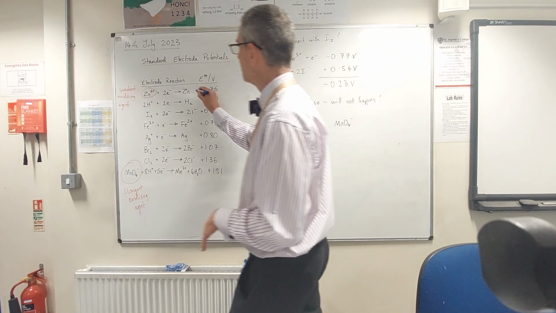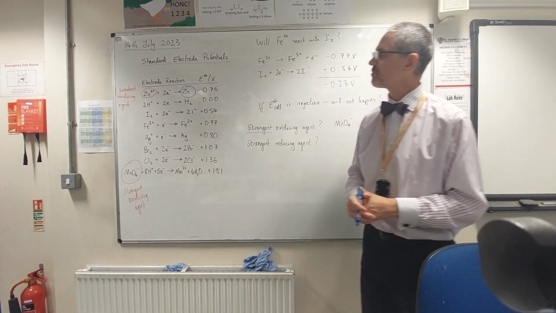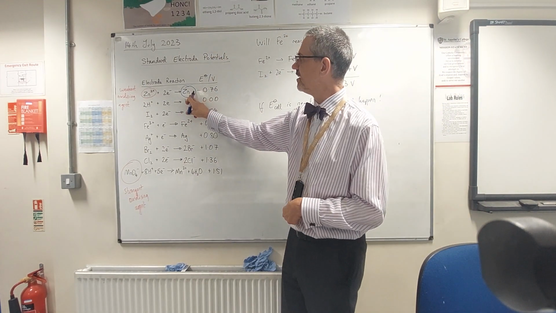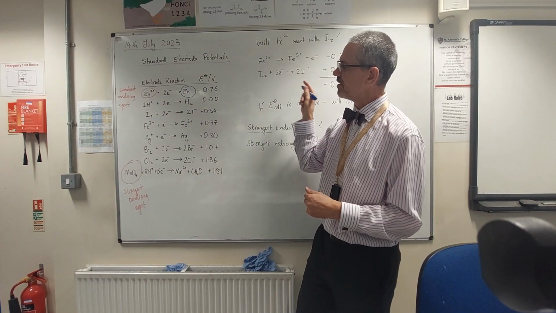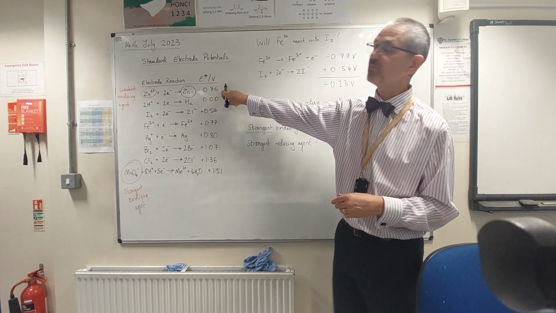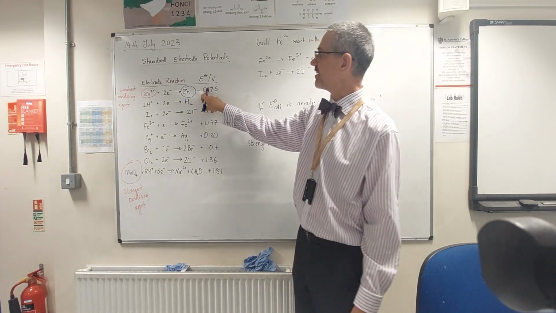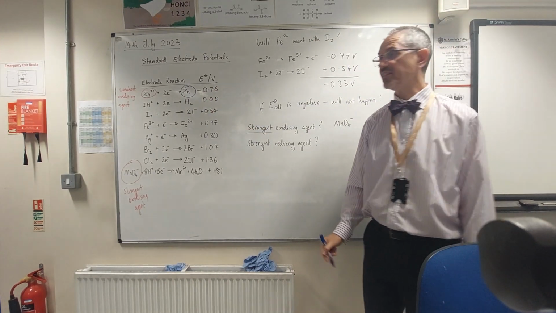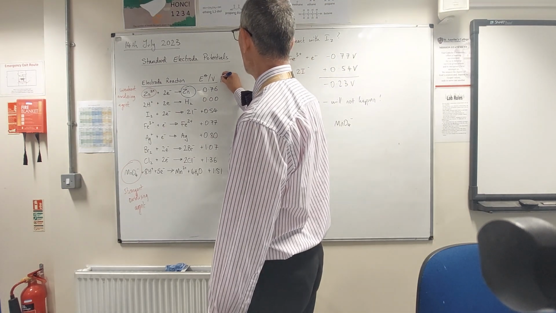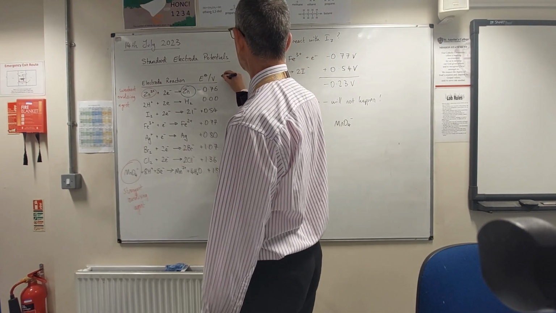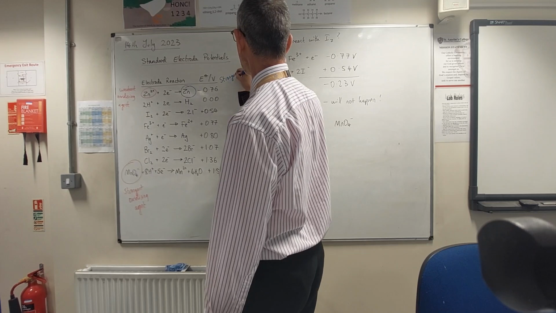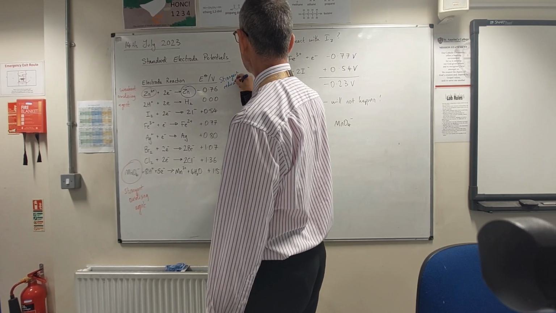But zinc over there, well, of course, if zinc reacts, it goes to form zinc 2 plus. That's going in the opposite direction to the arrow, which means I change the value. So when zinc reacts, it would react to the tune of plus 0.76 of a volt. That makes it the strongest reducing agent.